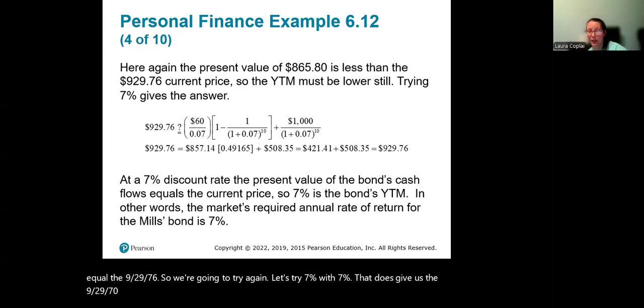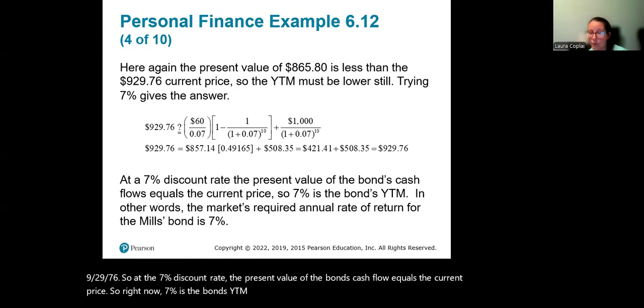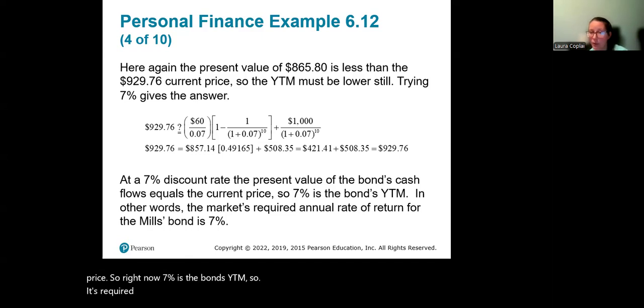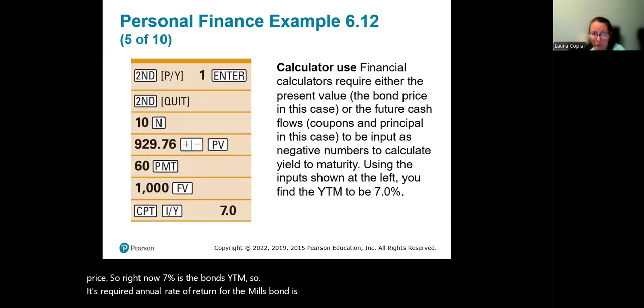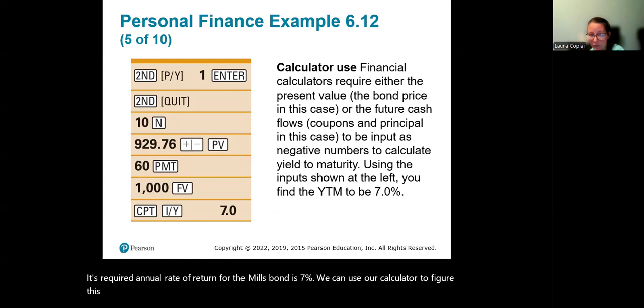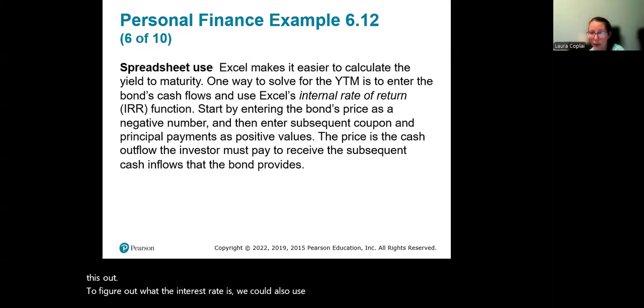So at the 7% discount rate, the present value of the bond's cash flow equals the current price. So right now, 7% is the bond's YTM. So the market's required annual rate of return for the Mills bond is 7%. We can use our calculator to figure out what the interest rate is. We could also use the Excel sheet.